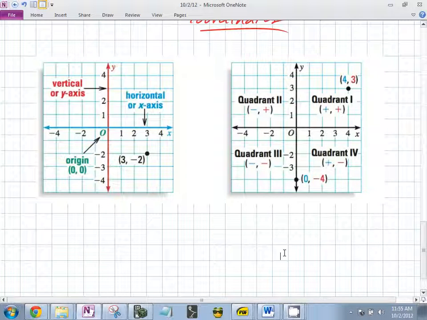Generally speaking, which quadrant are we going to be living in most frequently? One. Why do we generally see the first quadrant is where we're going to live? Why do we use positive numbers more? They're easier to understand. Just give me a concrete reason why.